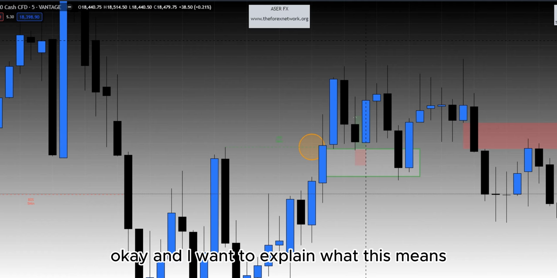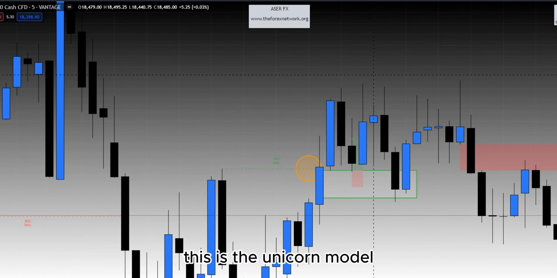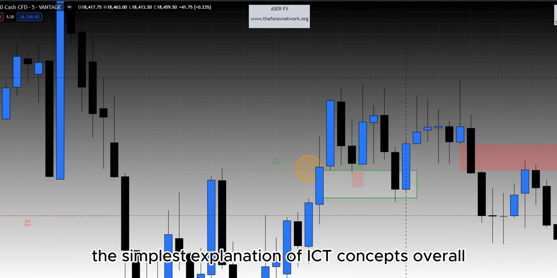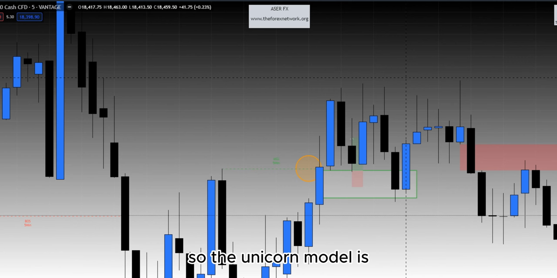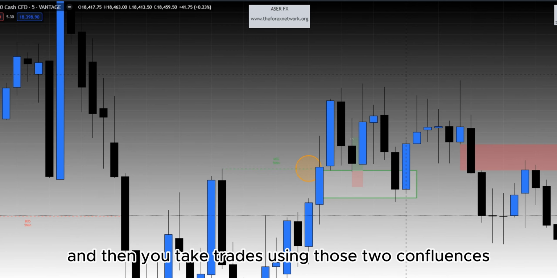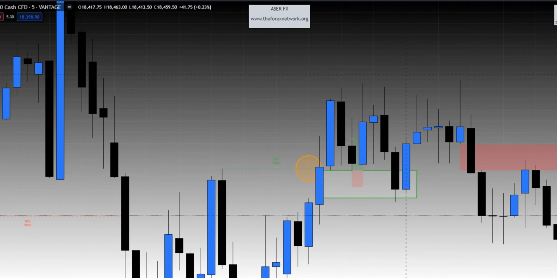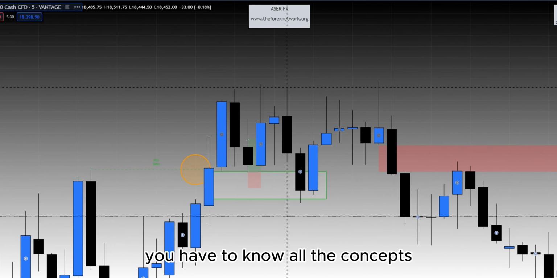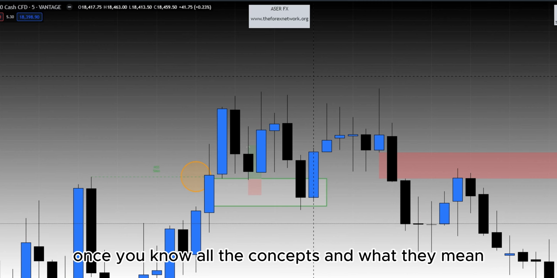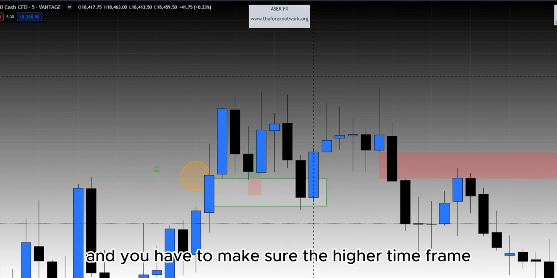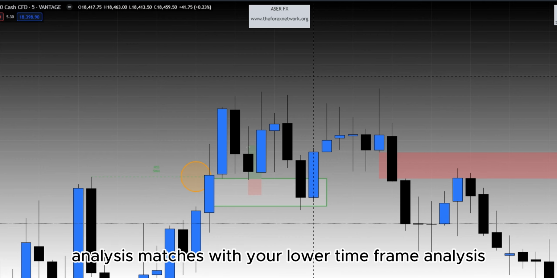And I want to explain what this means. This is the unicorn model, and it is by far the simplest explanation of ICT concepts overall. The unicorn model is you just get two confluences, and then you take trades using those two confluences. So it's that easy, and that is what ICT concepts is. You have to know all the concepts. Once you know all the concepts and what they mean, you have to pair up two or more to take a trade. And you have to make sure the higher time frame analysis matches with your lower time frame analysis.